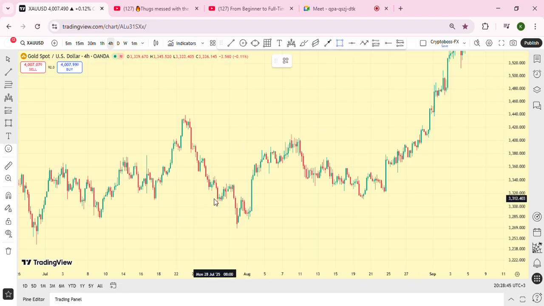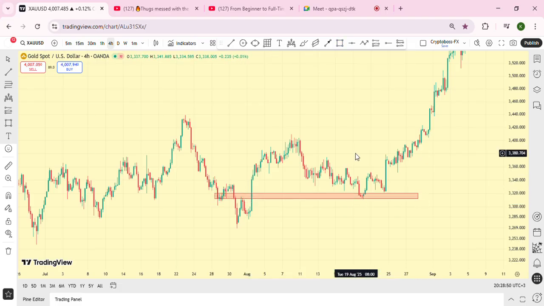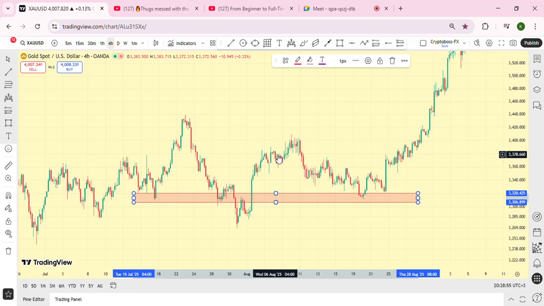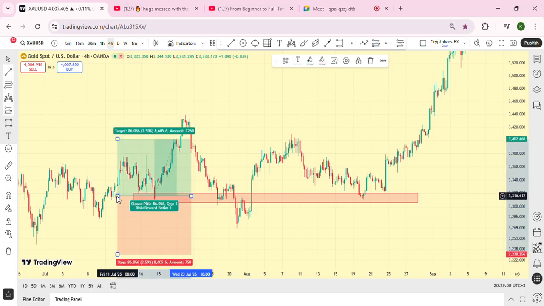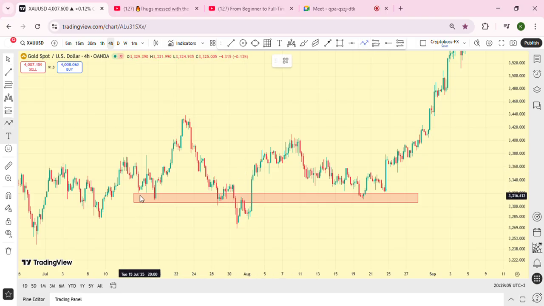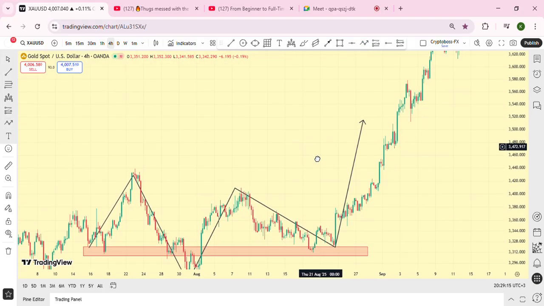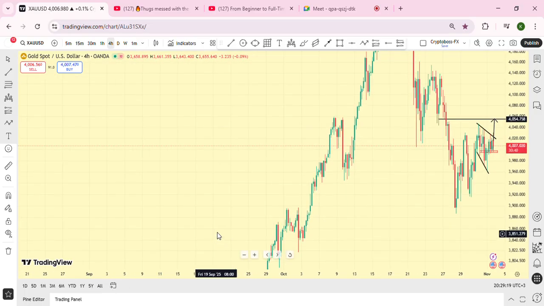Like in this case, if you look well, the market formed an inverse head and shoulders here, which you could have used, this one. Then from there, you can see how the market has gone up.